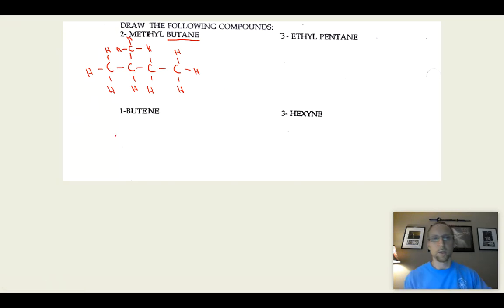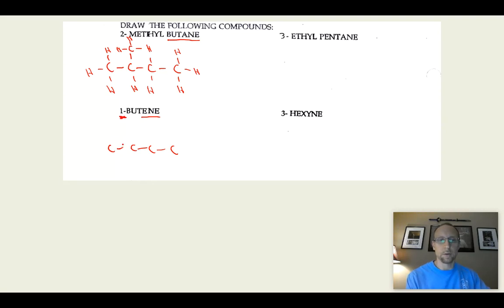So let's look down at the next one. 1-butene. So ENE tells me it's an alkene, so we've got a double bond. So bute is 4 carbons. Draw your 4 carbons. All right. Now, where do I put that double bond? Well, it tells you exactly what you need to do after the first carbon.